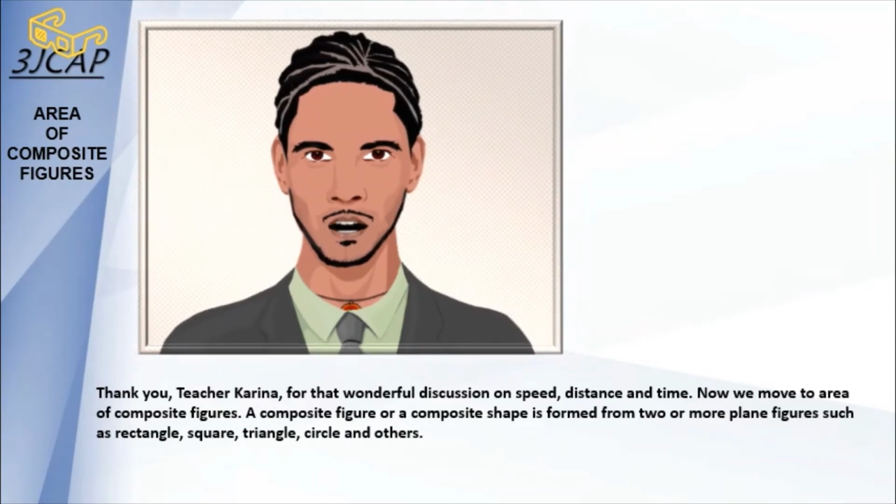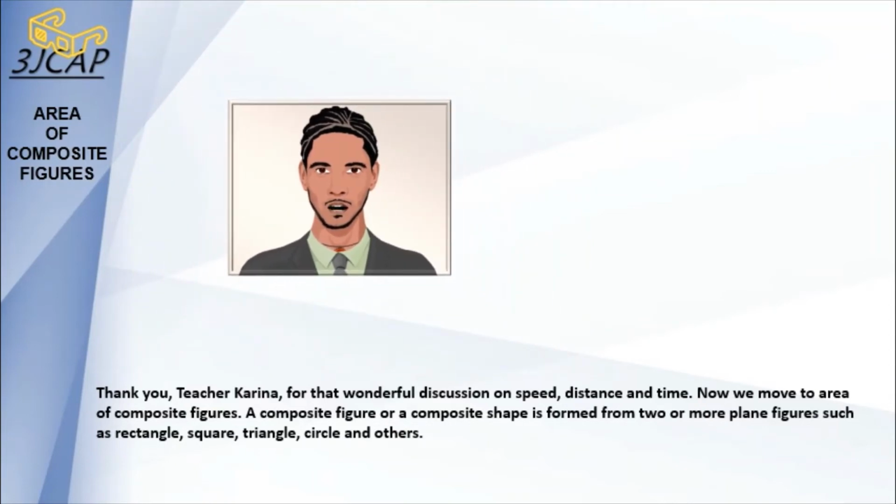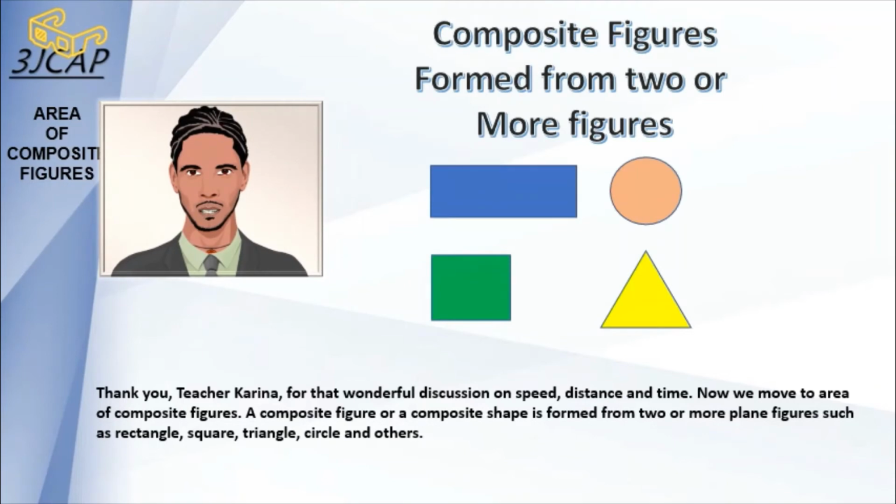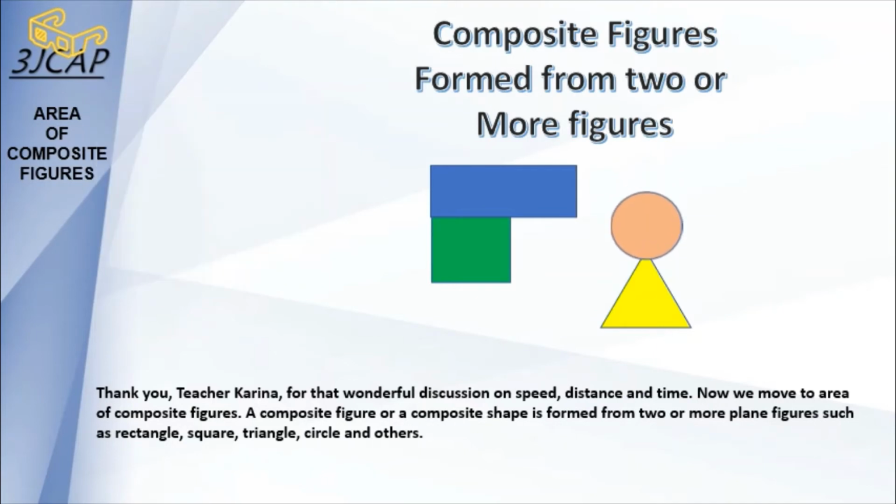Now we move to area of composite figures. A composite figure or a composite shape is formed from two or more plane figures such as rectangle, square, triangle, circle and others.